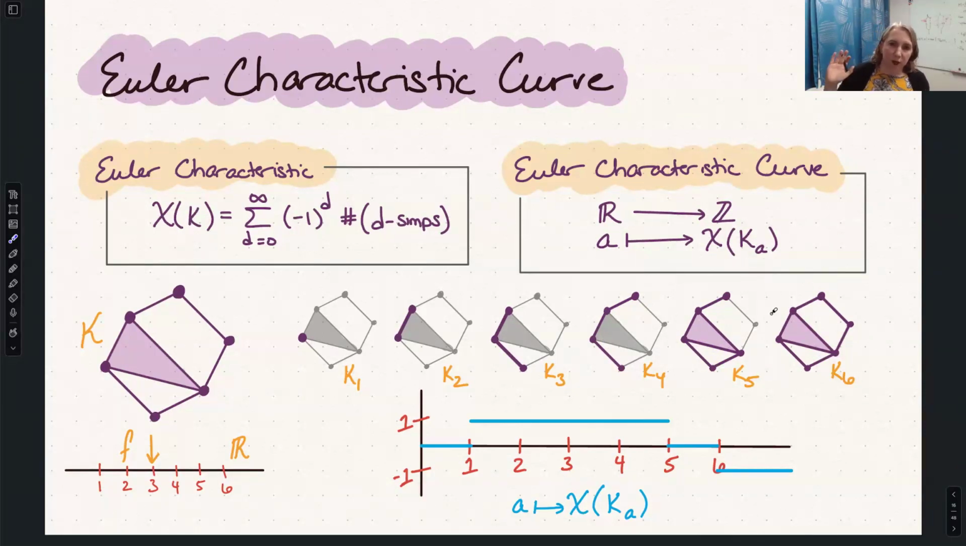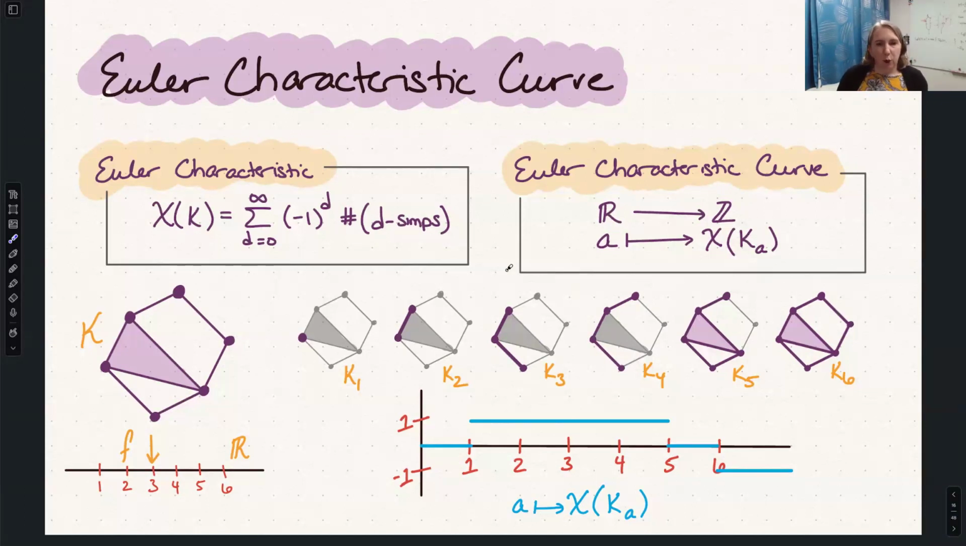What I can do is look at the Euler characteristic of each of these stopping points. If you remember, the Euler characteristic was an alternating sum of simplices. I can write it this way. For those of you that know what these words mean, it's also an alternating sum of the Betti numbers, so you can figure that out based on numbers of connected components and loops.